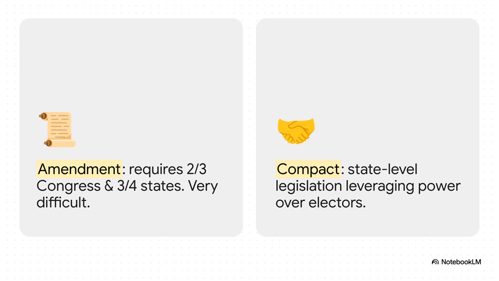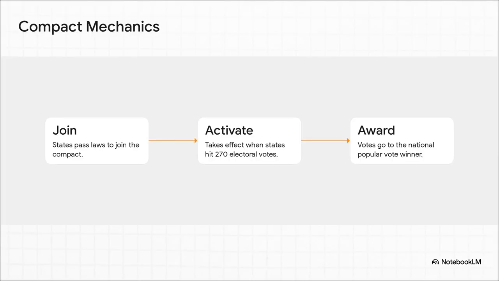Path 2 on the right is what modern reformers are actually trying right now, an interstate compact. They are totally bypassing the tricky amendment process. Instead, they're using state-level legislation to leverage the power the Constitution already gives states to decide exactly how they award their electors. Let's see how this builds into an actual functional legal workaround.